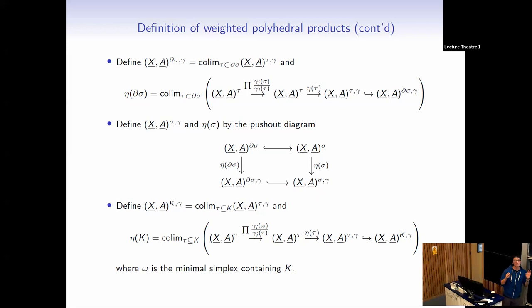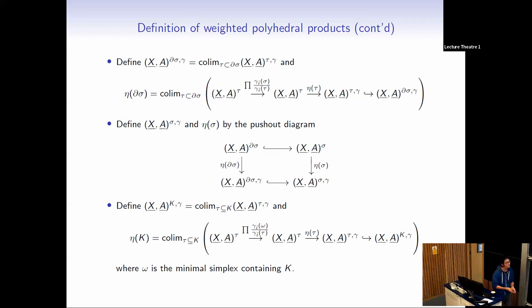Okay, one thing that I want to mention is that in fact, this η map looks like a natural transformation, but actually they are not. They have some twisted terms here. So that's why when you see this η_K here, you need to take some ω containing the K, which is map minimum. So it's a bit artificial, but it's necessary. Otherwise, you may not be able to glue them together.